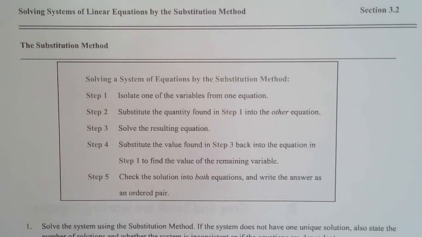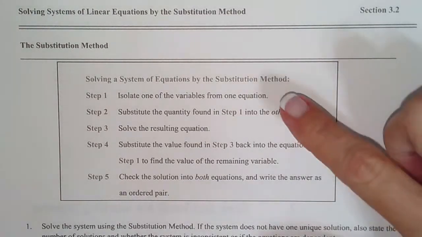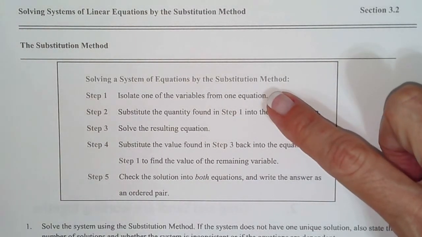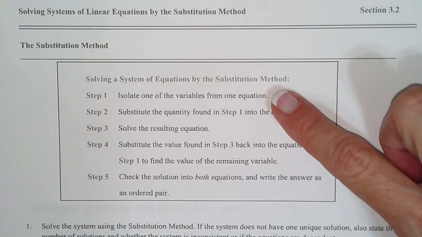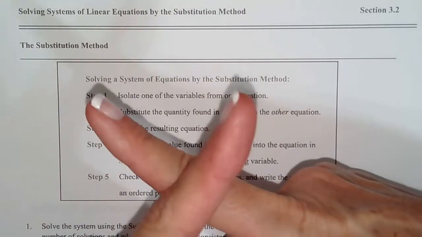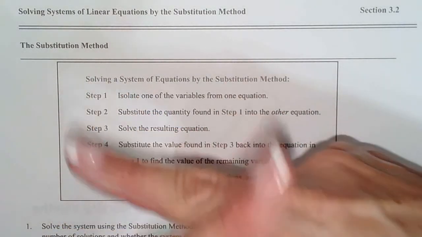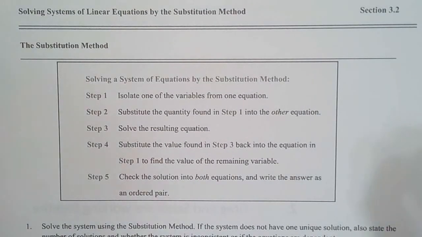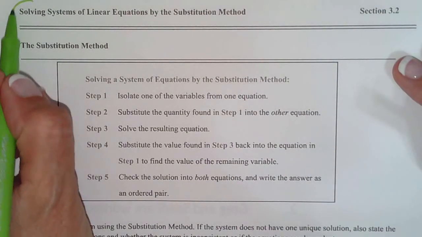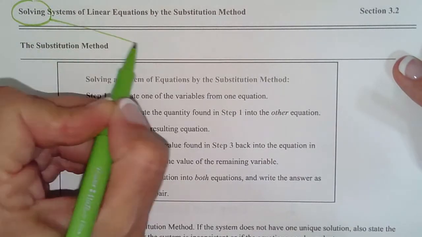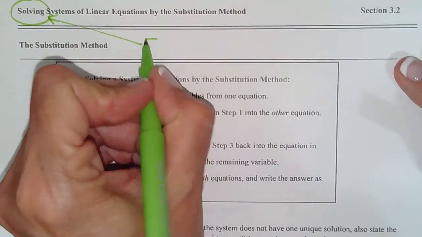So the substitution method for solving a system, and remember, a system is just two or more equations, and what you're finding is where those two equations cross. So you're looking for the point of intersection. So solving means, let's just write that down, find the point of intersection.